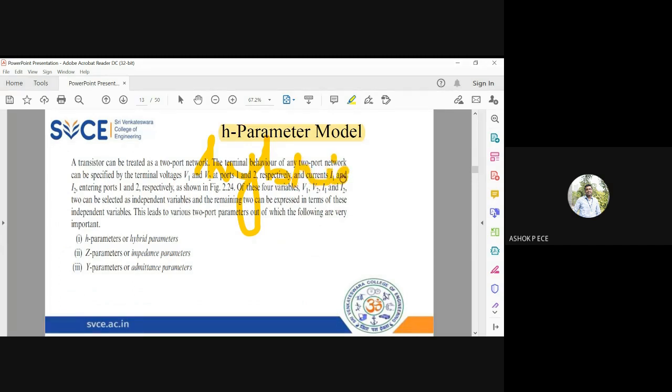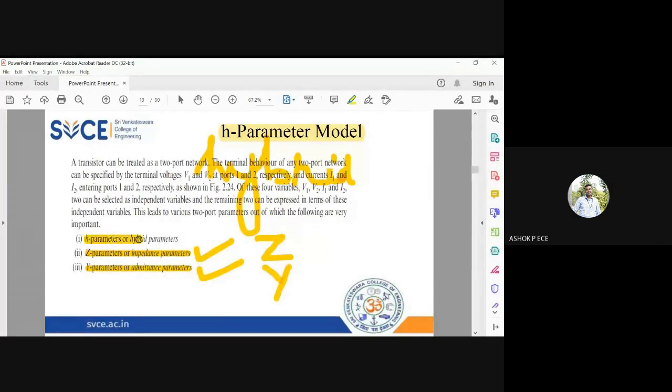Hybrid means something which is mixed. It is not belonging to a single category. See, there are many parameter models available. You have Z parameters, Y parameters. Z parameters are called impedance. Y parameters are called admittance. All these are complete parameters because in Z parameters, all the parameters will be Z. It will be purely impedance. Y parameter means all the parameters measured using the Y parameters will be in terms of admittance.